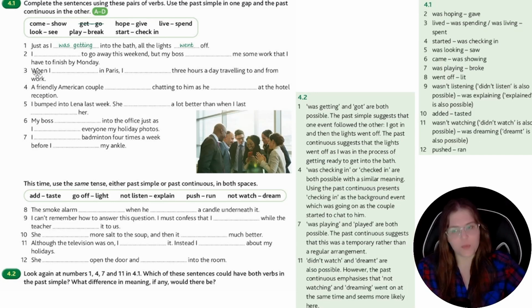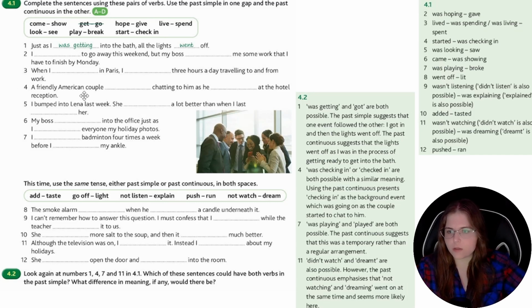First of all, the first sentence. Just as I was getting into the bath, all the lights went off. Both was getting and got are possible. Was getting and got. The past simple suggests that one event followed the other. I got in and then the light went off. The past continuous suggests that the light went off as I was in the process of getting ready to get into the bath. Well, I think it's quite clear, very clear.